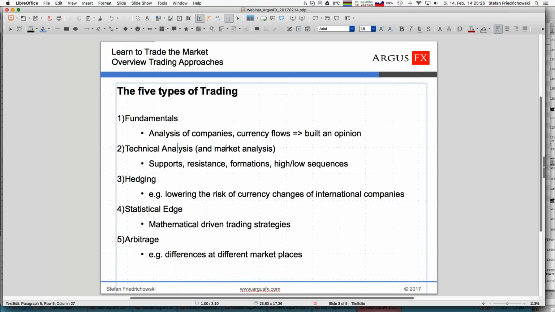The third one I want to mention here is not a real trading approach for private trading activities, at least for most of us. And that is hedging. Hedging, what does it mean? Think about that you are the owner of an international company located, for example, in Germany, and you do a lot of business with the United States.